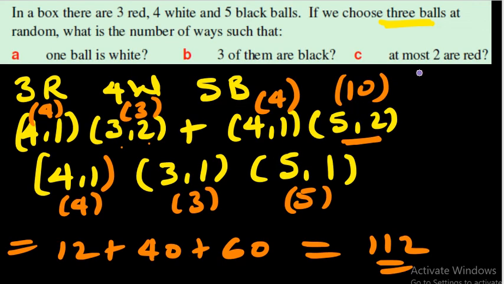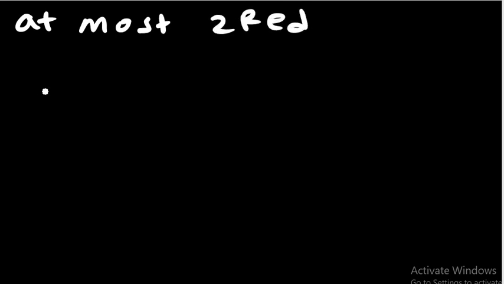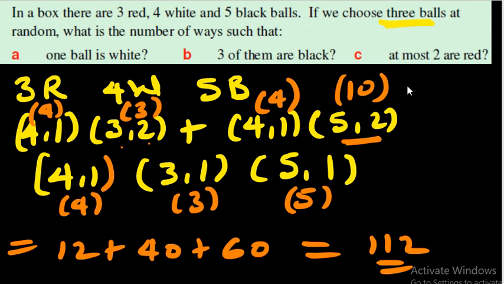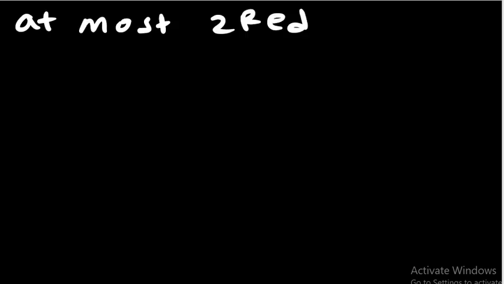This is so interesting. It says at most 2 red. At most 2 red means 2 red or 1 red or no red possible. So let's get back to the new page and let's try to do this one. Okay, it says at most 2 red. At most 2 red. Don't forget there are 3 red, 4 white, 5 blacks.